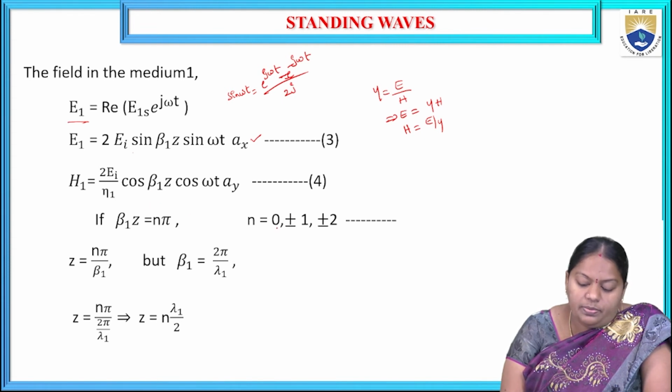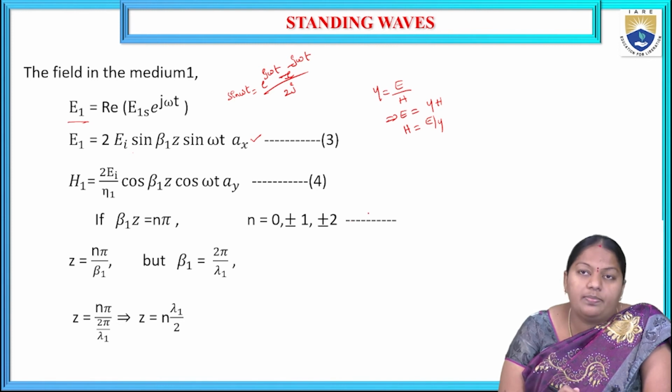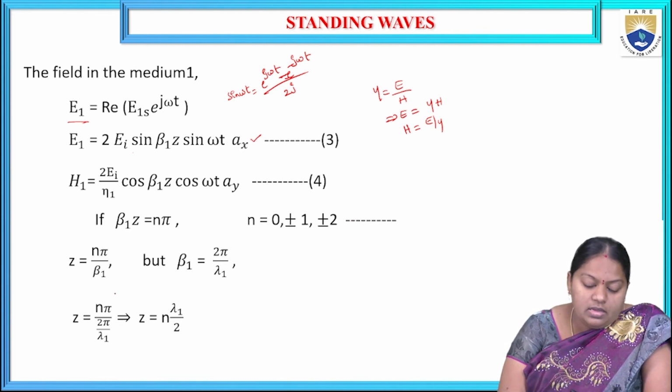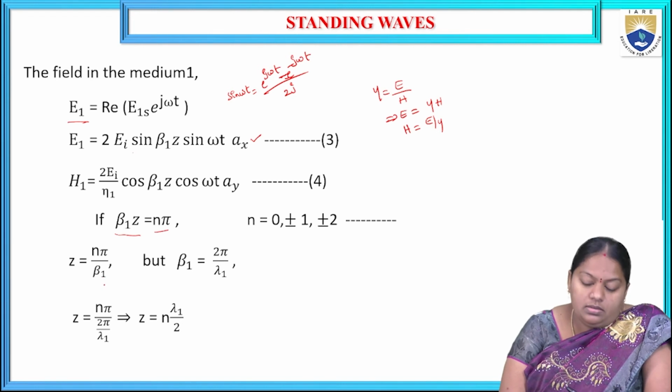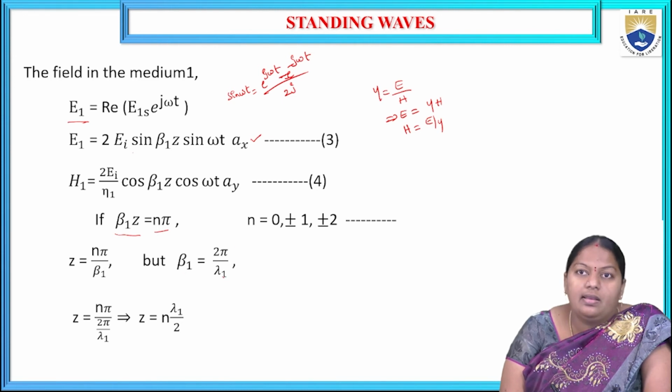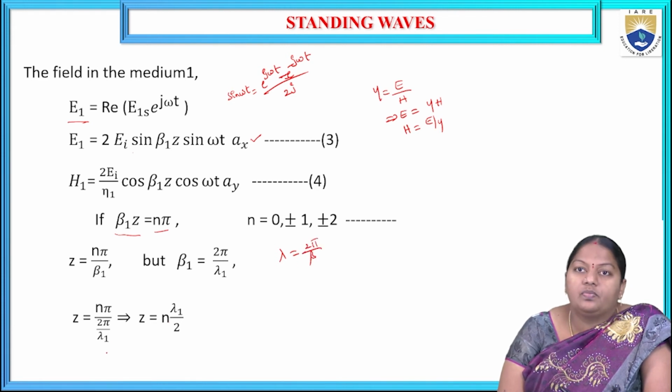Suppose n is ranging from n equal to 0, plus or minus 1, plus or minus 2, plus or minus 3, and so on, it varies. Then if beta 1 z is equal to n pi, now from that z is equal to n pi by beta 1. But beta 1 means the phase constant, and beta is given by 2 pi by lambda 1, or in general wavelength lambda can be defined as 2 pi by beta, right?